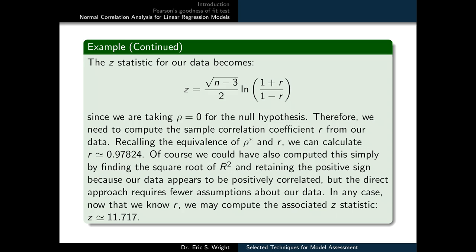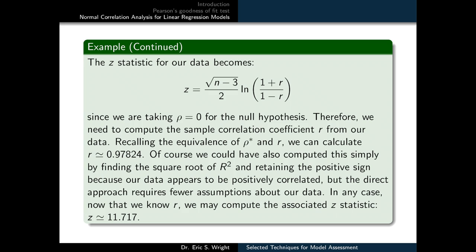The z statistic for our data becomes z equals the square root of n minus 3 over 2 times the natural log of 1 plus r over 1 minus r, since we are taking rho equals 0 for the null hypothesis. Therefore, we need to compute the sample correlation coefficient r from our data. Recalling the equivalence of rho star and r, we can calculate r equals 0.97824. Of course, we could have also computed this simply by finding the square root of r squared and retaining the positive sign, because our data appeared to be positively correlated. But the direct approach requires fewer assumptions about our data. In any case, now that we know r, we may compute the associated z statistic using the formula above.